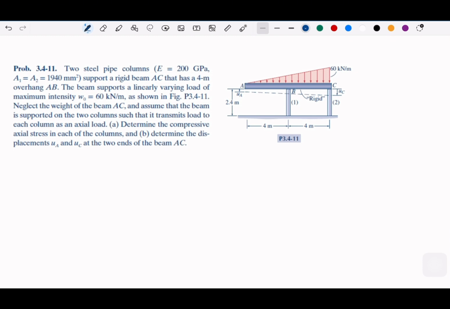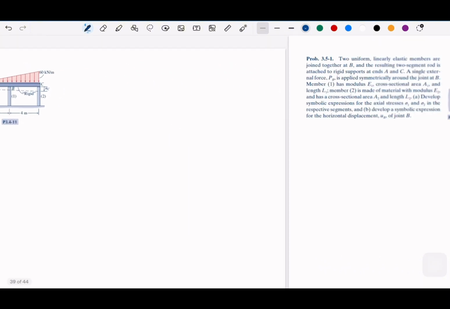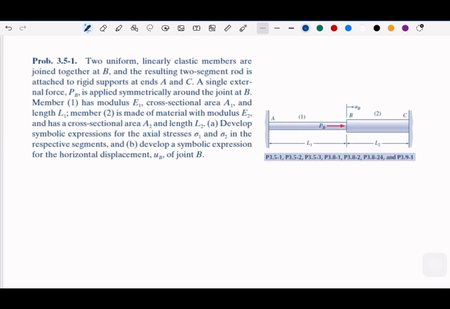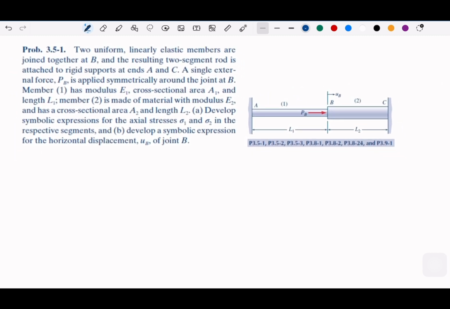I will leave this for you to try at home, but I would like to focus now on a chapter 3 problem. You'll see that in the textbook they use the same picture for several problems. These are conceptual problems which don't have any computations, but we will have expressions for the result.